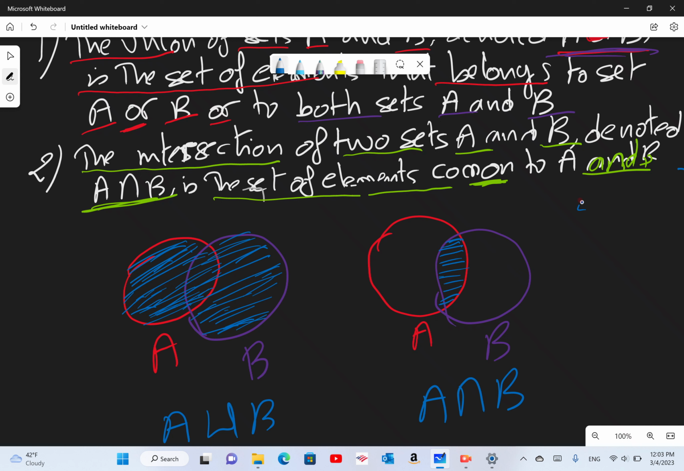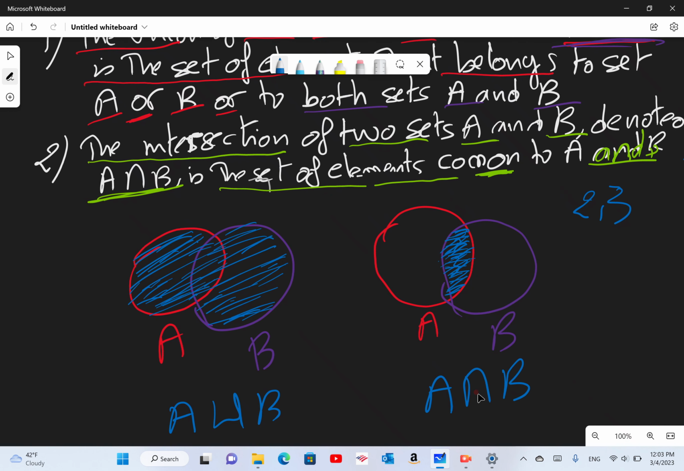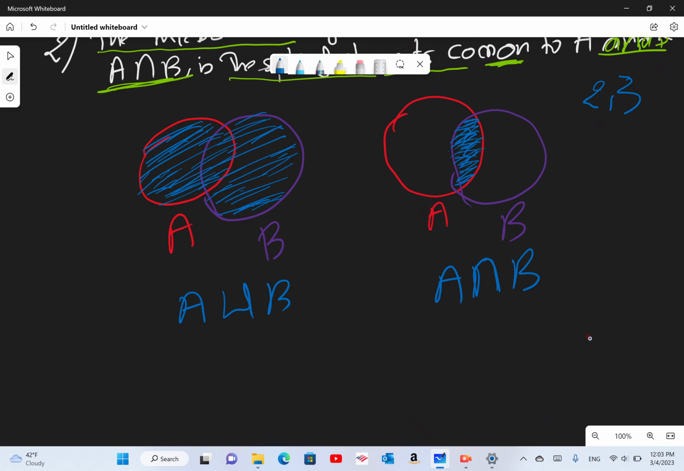If you remember the example we did, we had 2 and 3. So 2 and 3 would be here. Those 2 elements would belong to A and would belong to B. So all the elements in this region are the elements of A intersection B. And this is actually called the Venn diagram. This visualization of union and intersection is called the Venn diagram. It is a visual representation of A intersection B.